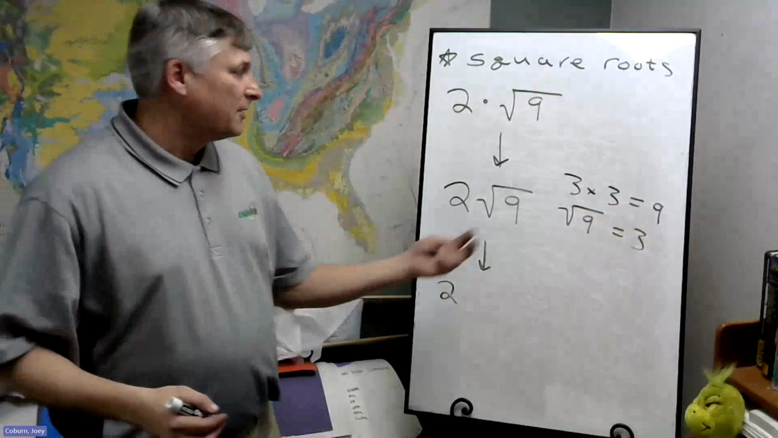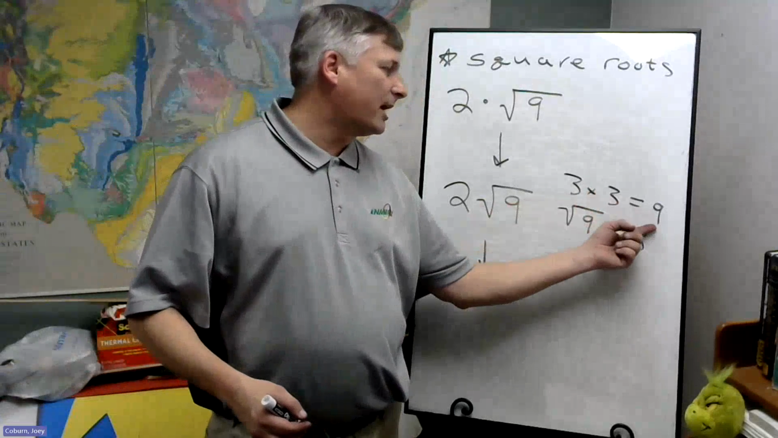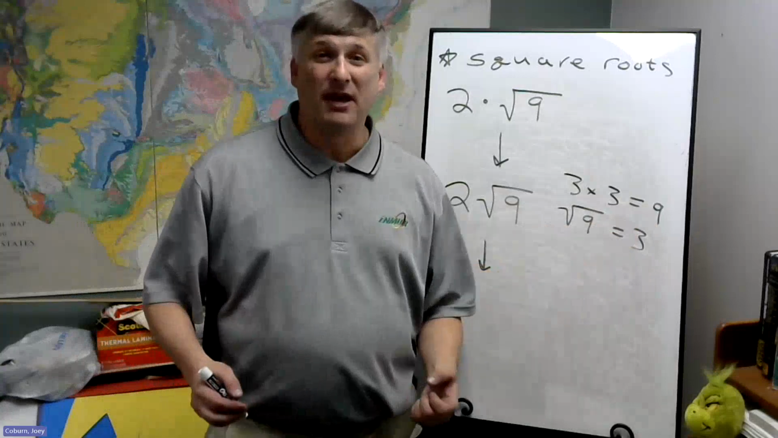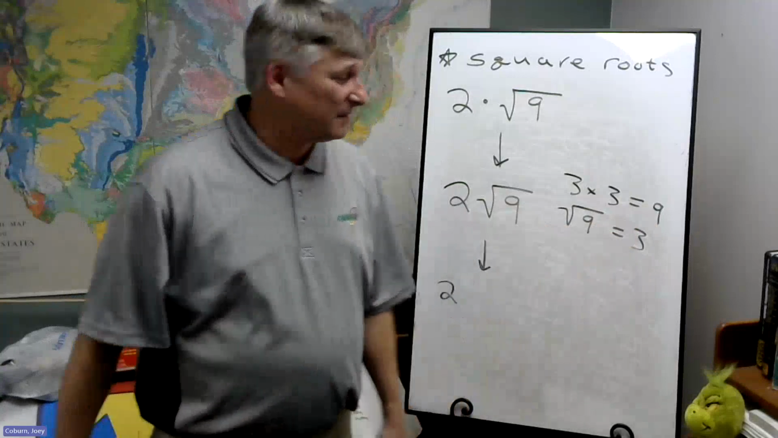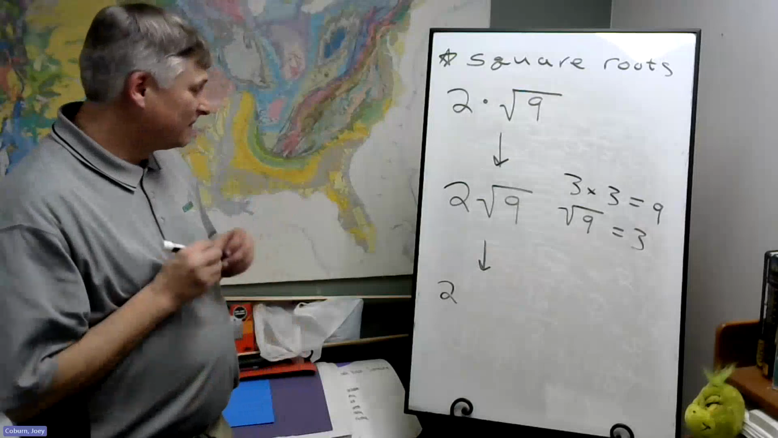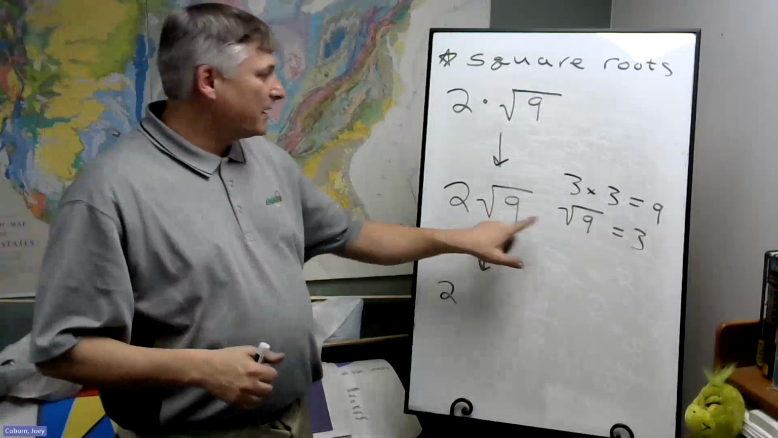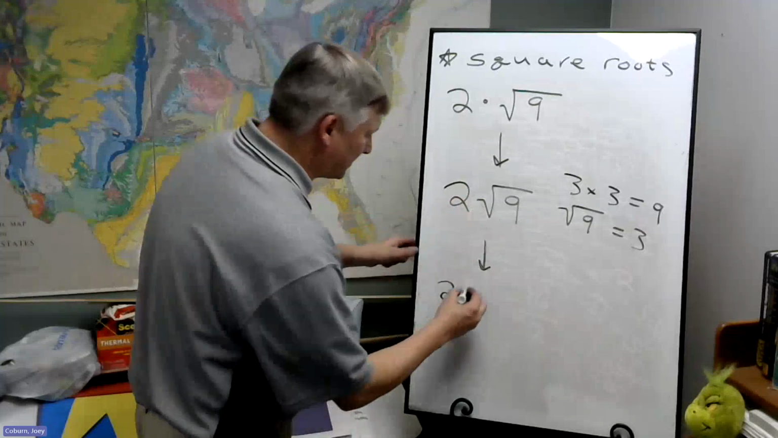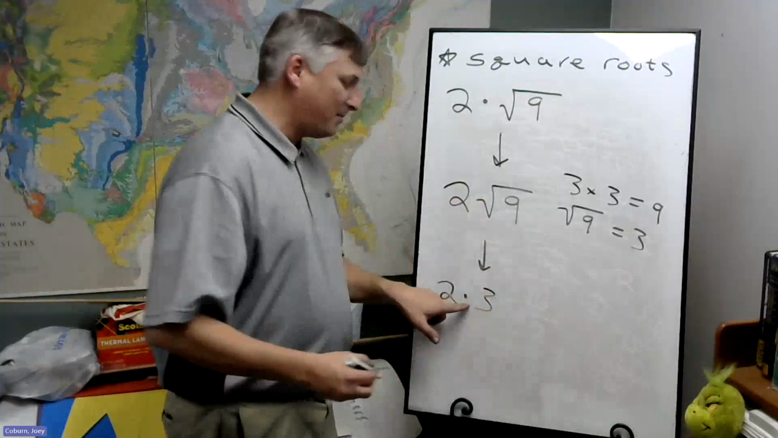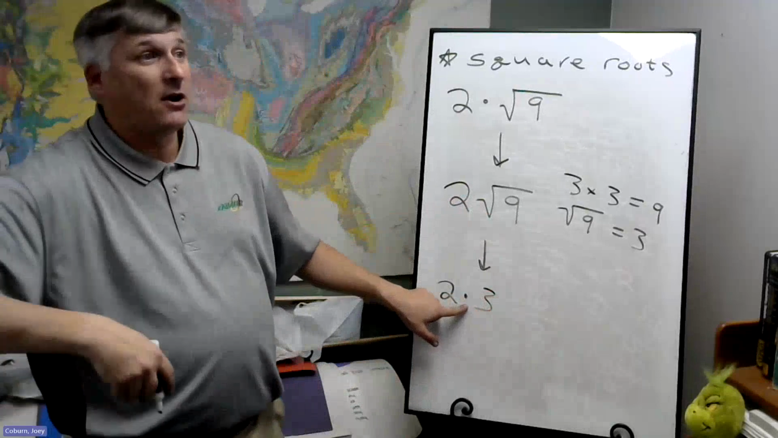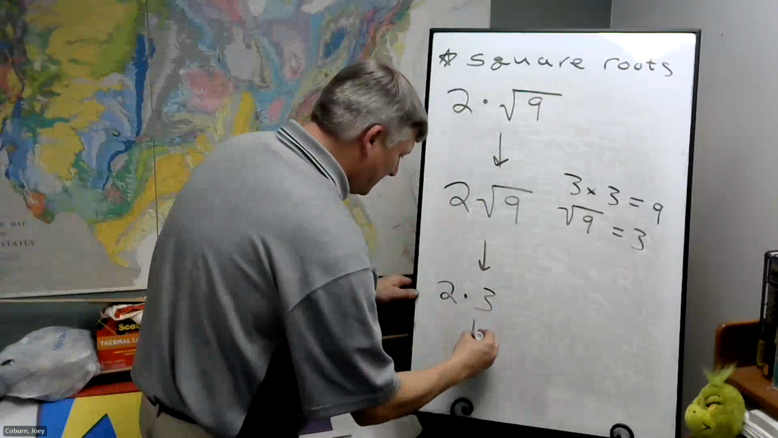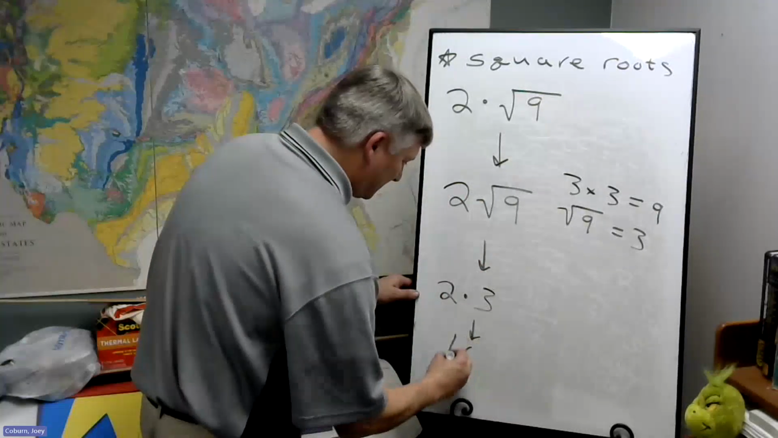Square root means there's a pair of numbers that multiply to give us that 9. The square root is, what number was multiplied to itself? That's square root. So the square root of 9 is 3. And now, since we have a number times a number without a square root, that multiplication sign now reveals itself. It's always been there. And so the answer is 6.